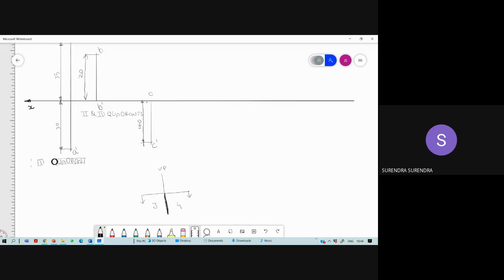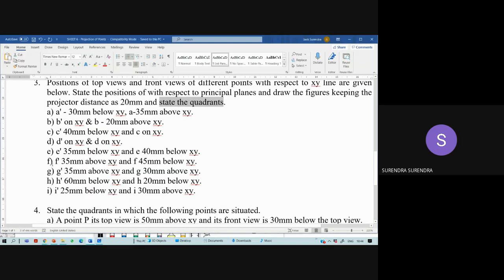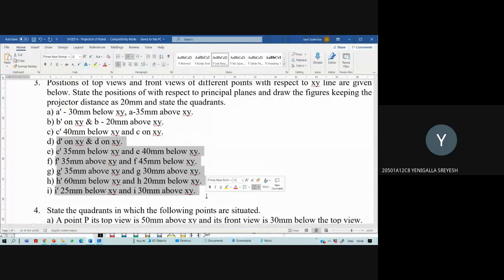Is it? So write a statement. Point C is in third and fourth quadrants. So will you complete the remaining? Can you do it? Or shall I explain everything? Sir, please explain. Okay.